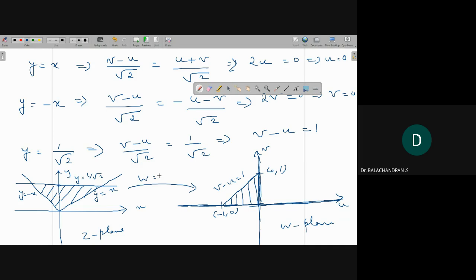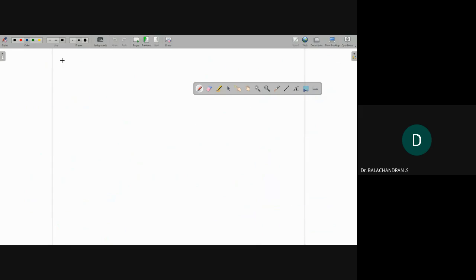W is equal to A into Z, but here A is e power i pi by 4. Z into e power i pi by 4. So that's all. So the diagram is also over. But if you want to write, you can write the next two lines.